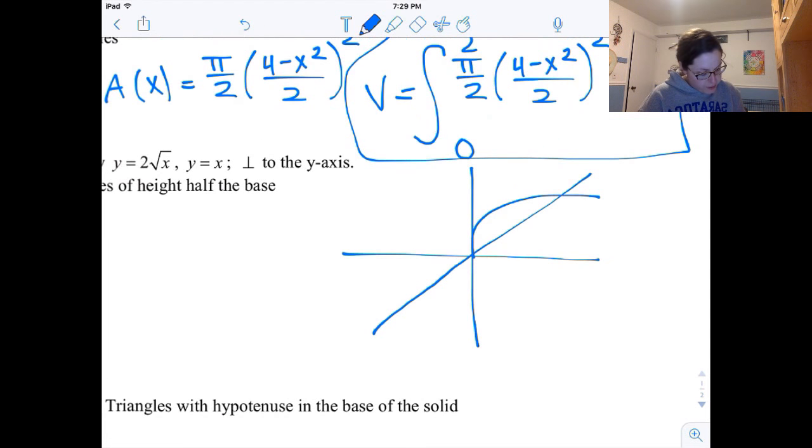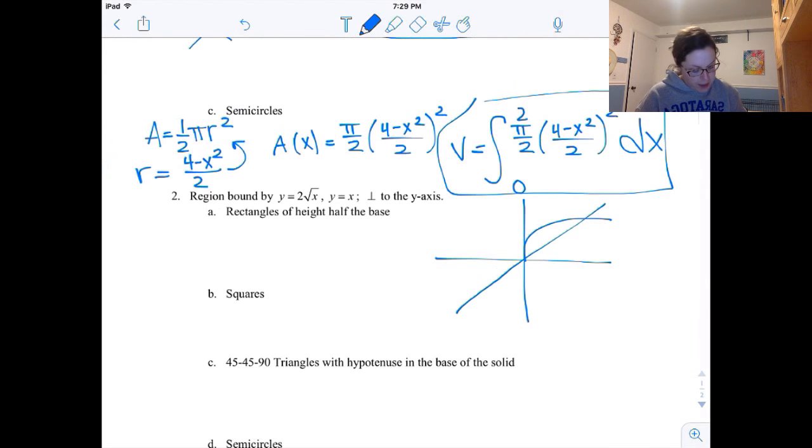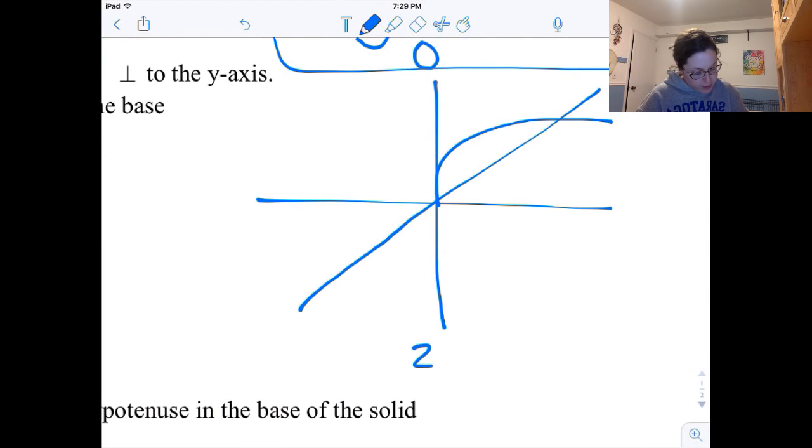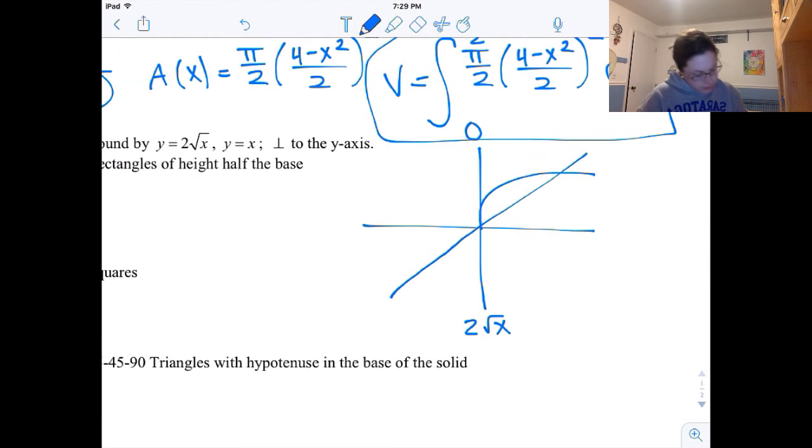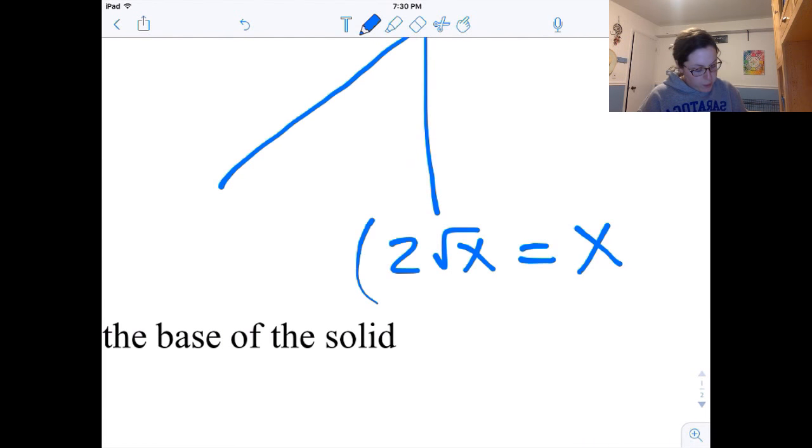Now I'm going to find the intersection points. Let's set those equal: 2 radical x equals x. I'm going to square both sides.